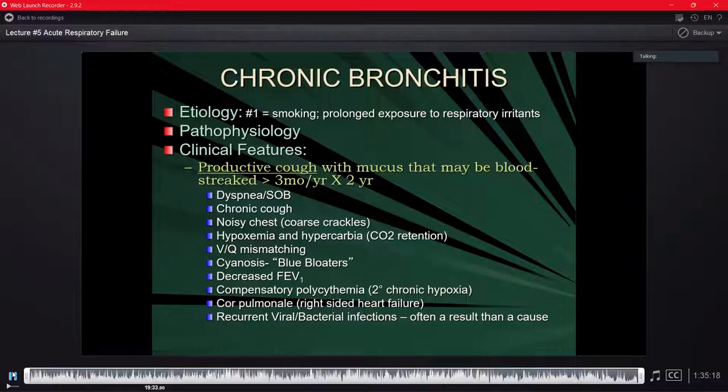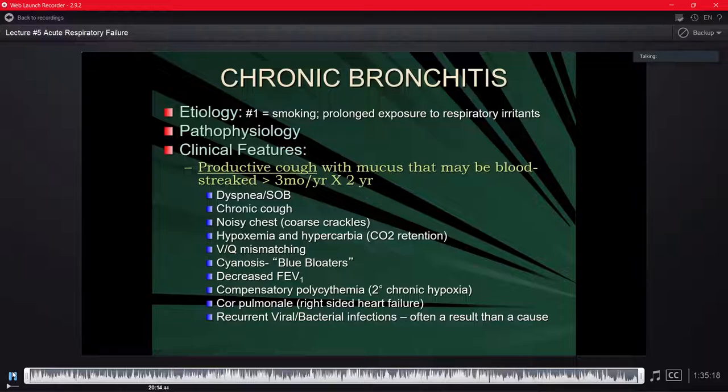We also have hypoxemia. We have hypercarbia, CO2 retention. Absolutely. They live in a persistent state of hypercarbia. VQ mismatching. Once again, we have cyanosis, and there's our blue bloaters title. Decrease in expired volumes. Okay. And then we have our compensatory polycythemia, which is second degree chronic hypoxia. So the body gets used to living in this state of hypoxia, in this state of hypercarbia. So what does it do? It compensates. And typically we see a rise in hemoglobin production to carry more oxygen. But the problem isn't that we need more oxygen so much as we need to get more of our CO2 out.